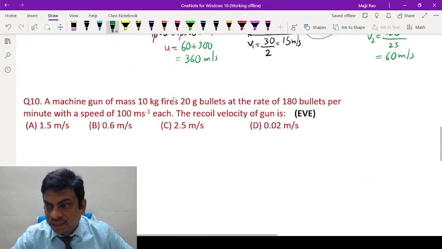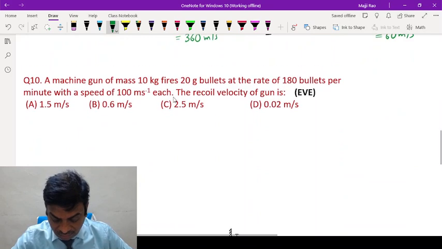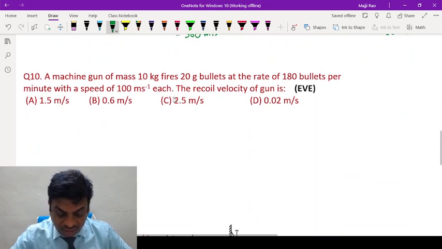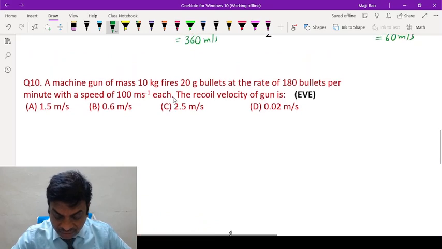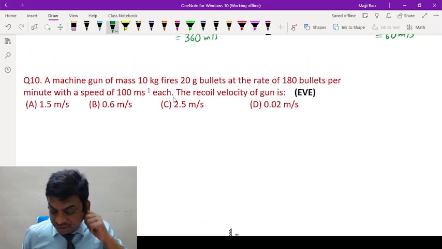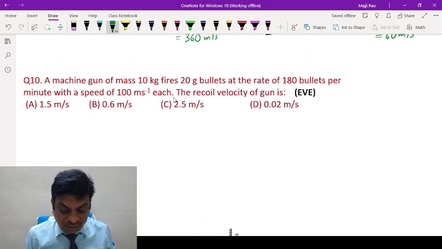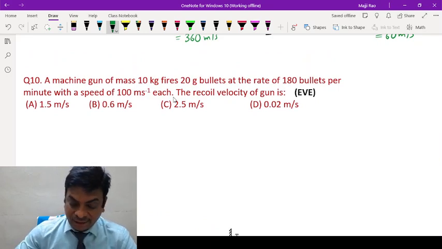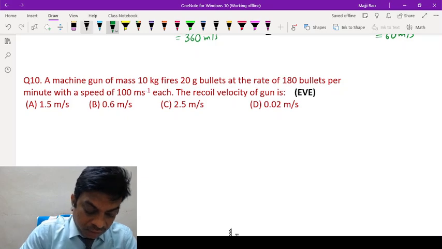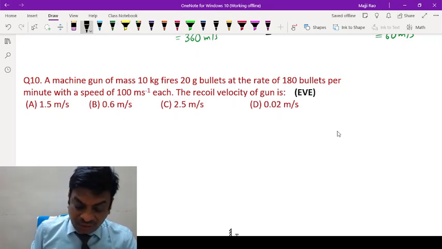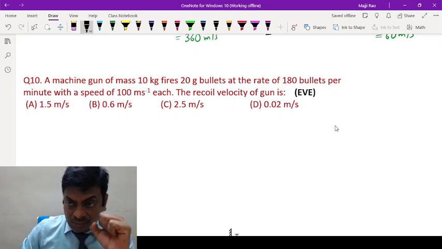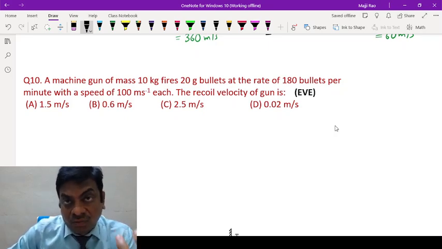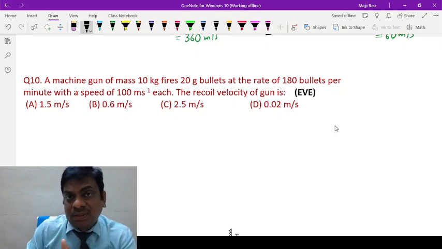Then moving on to the next question. A machine gun of mass 10 kg fires 20 gram bullets at the rate of 180 bullets per minute with a speed of 100 meters per second each. The required velocity of the gun is. So this is a slightly tricky question, students, where we have to consider the situation for 1 second. That is for unit time interval, 1 second. Just see what happens in 1 second.